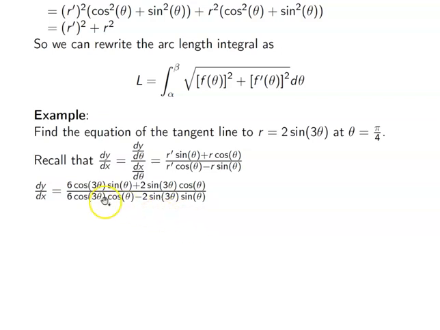So pretty straightforward. So now if I want to know what this derivative is, I just plug in pi over 4 everywhere. I think I did this a little differently, and I look at r and r prime separate, which is fine. It's really the same amount of work.